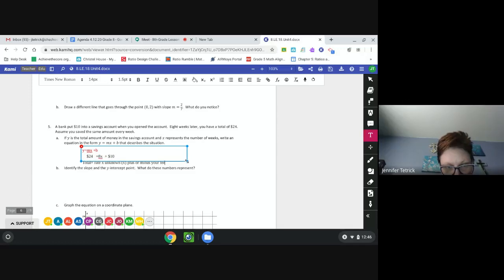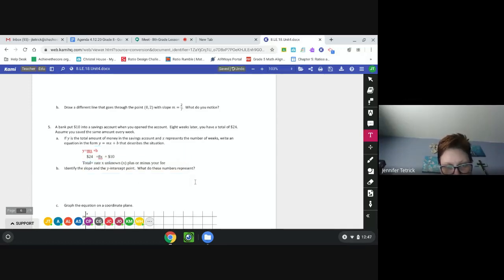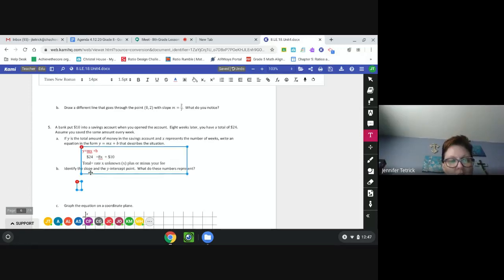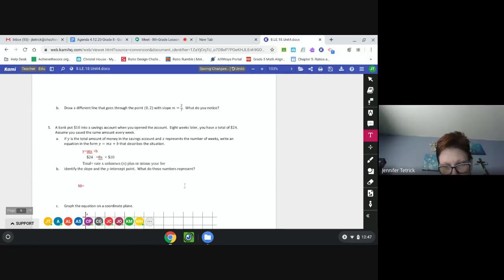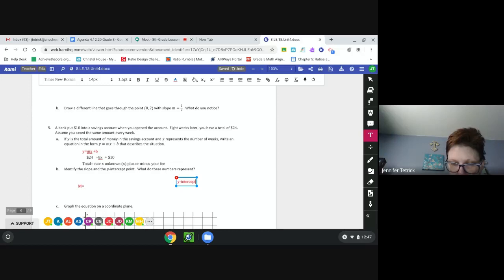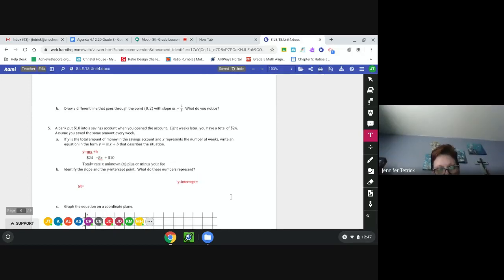Okay. So this is where this is going to get a little crazy. It says identify the slope and the y-intercept. I want you guys to type the slope. I'll get you started. M equals, and then y-intercept over here. Tell me what they are. And don't get caught up in the actual equation. What is my y-intercept? And what is my slope?